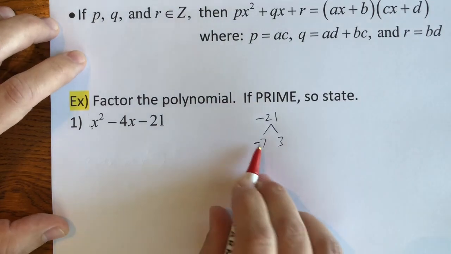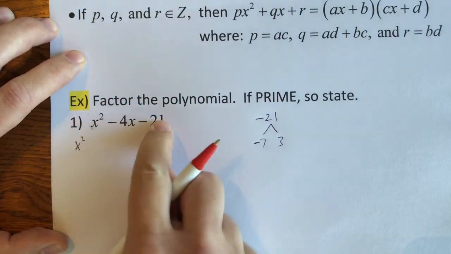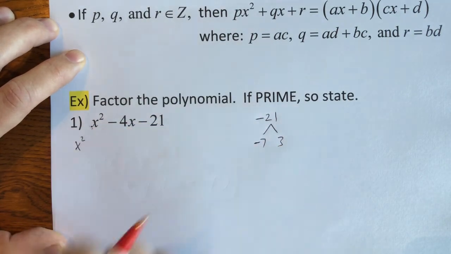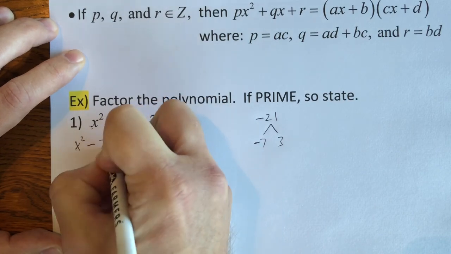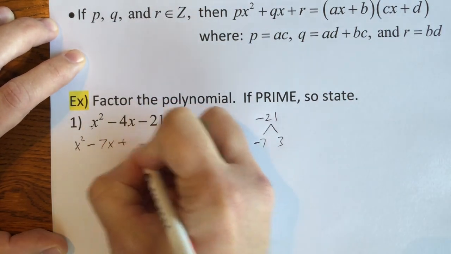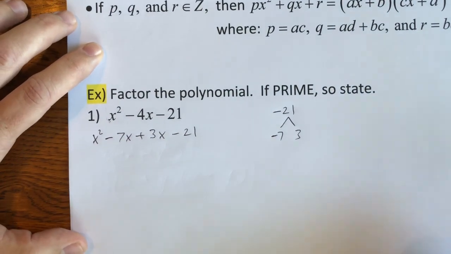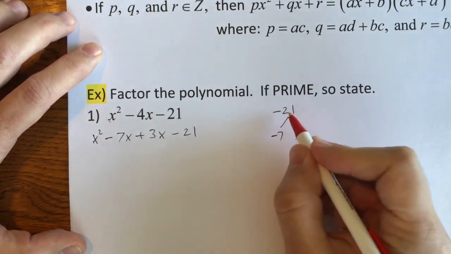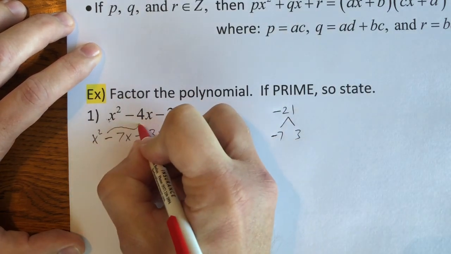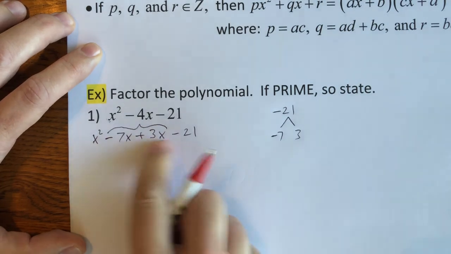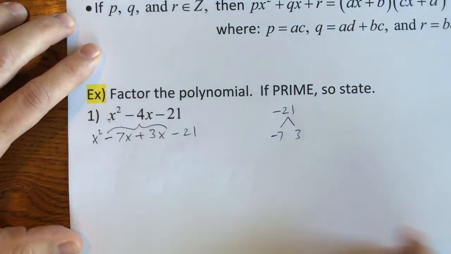Okay, so here's what I'm going to do with these 2 numbers. I'm going to use them to rewrite this trinomial. So check this out. I'm going to change this -4x into -7x plus 3x. So again, what I did was I came up with the factors of -21 that when added together give me a -4. And then I use them to rewrite my linear or middle term in this trinomial.